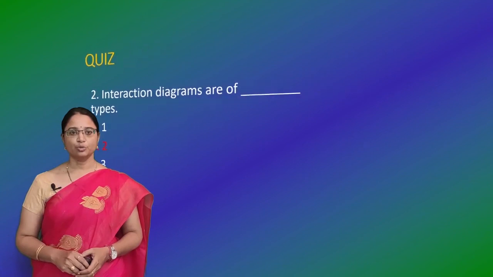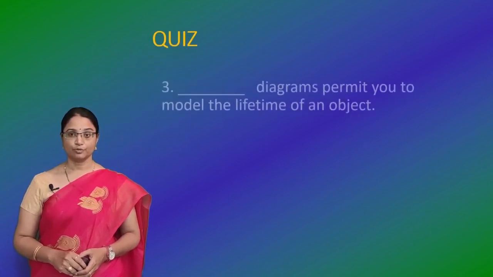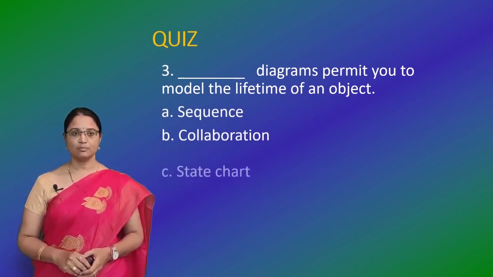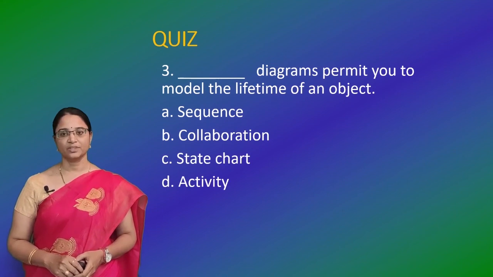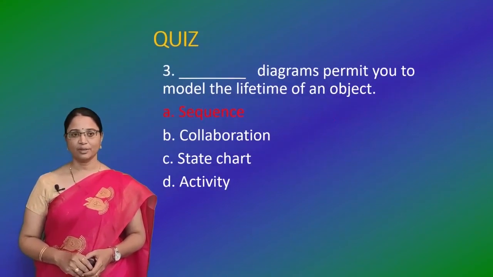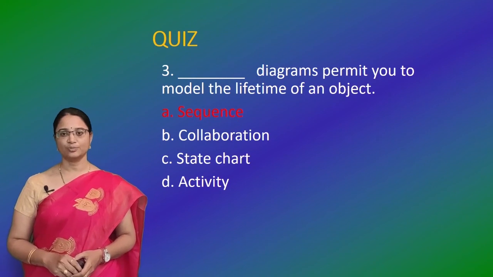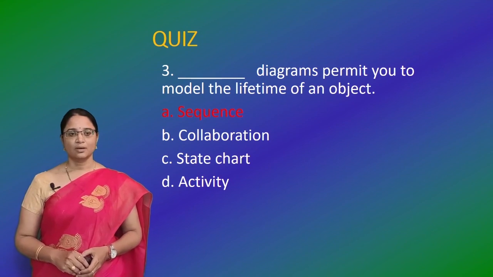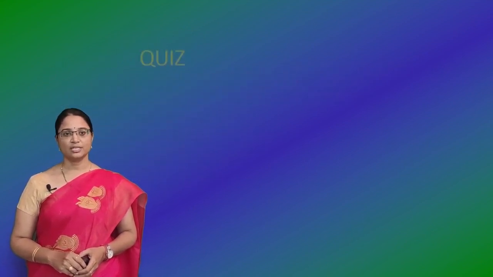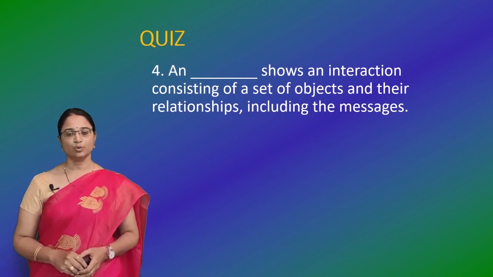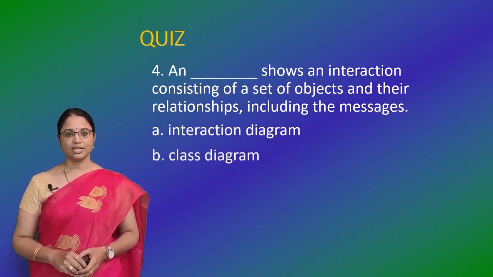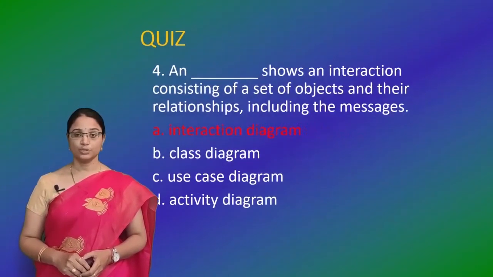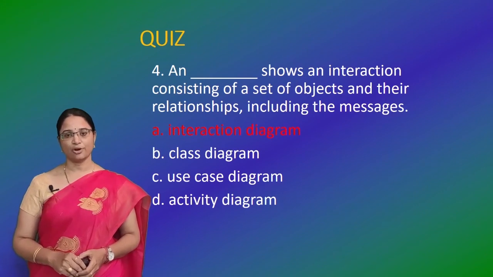Dash diagrams permit you to model the lifetime of an object. So if you want to tell about the lifetime of an object, which diagram is used? Sequence diagram, collaboration, state chart, activity. So we know that lifetime can be represented by using the lifeline of an object. That can be represented in the sequence diagram. And dash shows an interaction consisting of a set of objects and their relationships including messages. So options are interaction, class, use case, activity. It is telling about the interaction, objects and their relationships, that is none other than interaction diagrams.